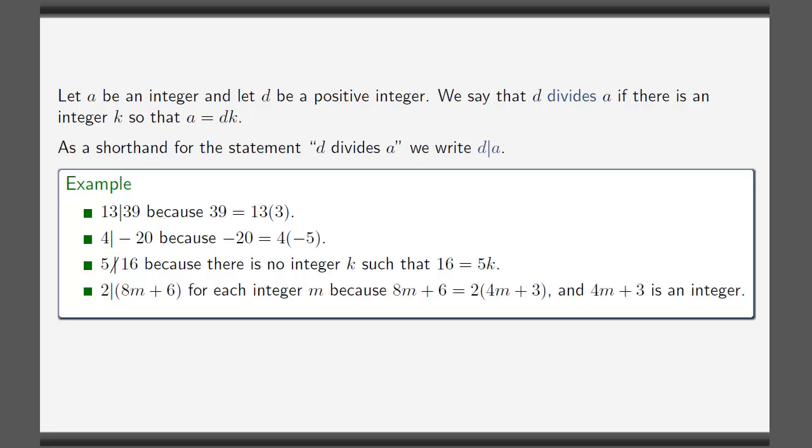And 2 would divide any integer of the form 8m plus 6. And to see that, we would just note that 8m plus 6 is equal to 2 times (4m plus 3), and 4m plus 3 is going to be an integer whenever m is.